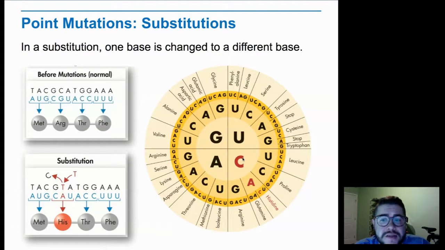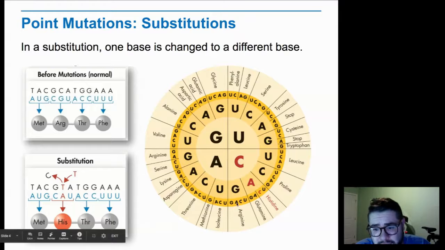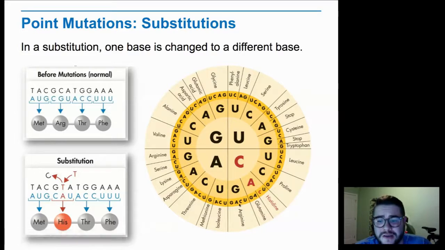All right, so let me show you a second example that might not have as big of an effect. Let's say that instead of the second letter changing, this last letter changed, changing the sequence here to CGA instead of CGU, right? And so CGA still codes for the same amino acid actually. So that wouldn't change the amino acid that's made.